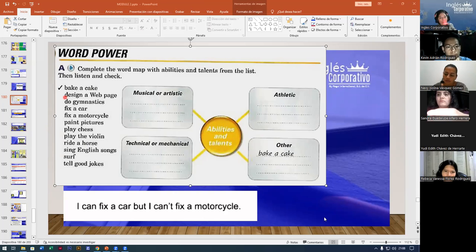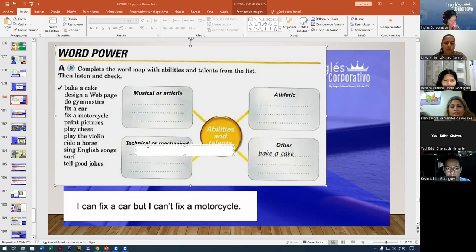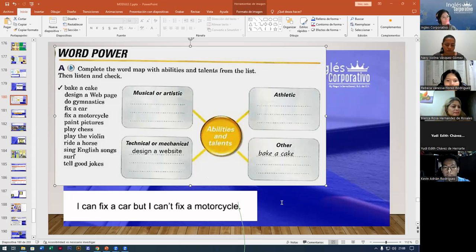What about design a web page? Technical, right? That is technical. Excellent. Design a website. That's all right, great. What about do gymnastics, Rebecca? Athletic, right? Gymnastics, as it has to do with exercise. So it's athletic, do gymnastics.